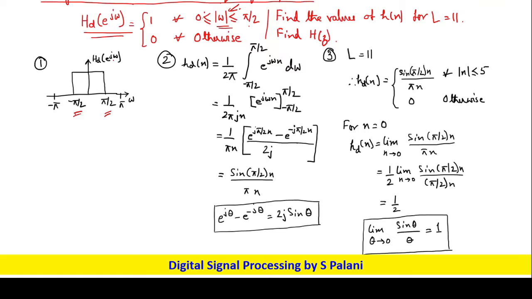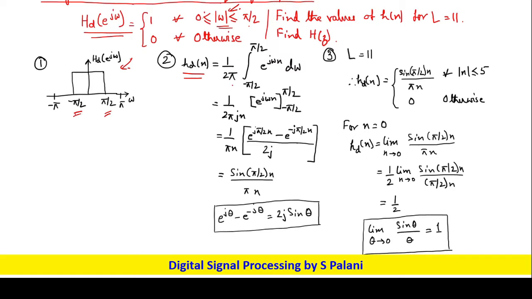So we have drawn the frequency response of the filter. Now find out the hd[n] or the h[n]. hd[n], d means desired frequency response. So hd[n], or in simpler terms at this moment we can call it h[n].